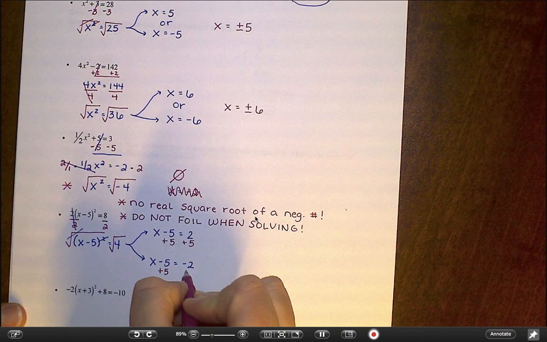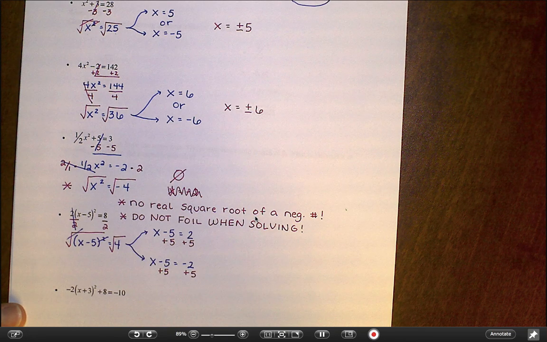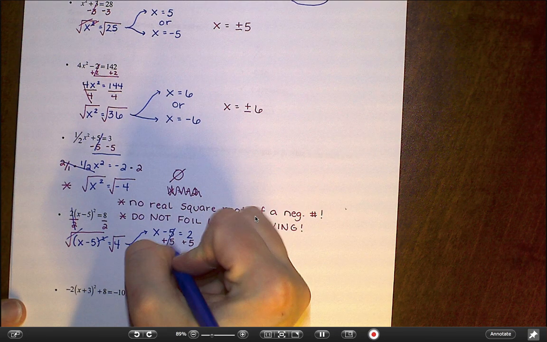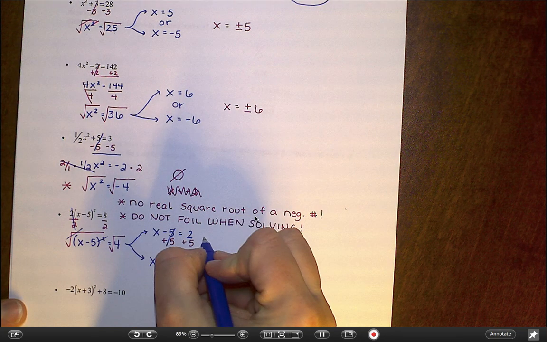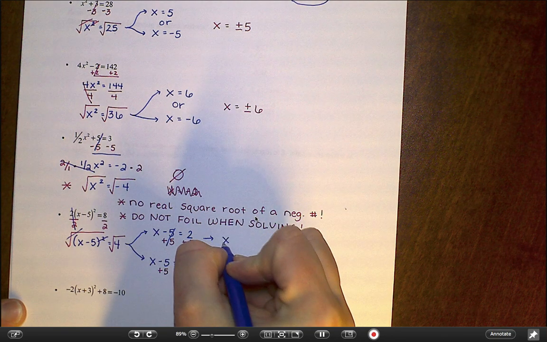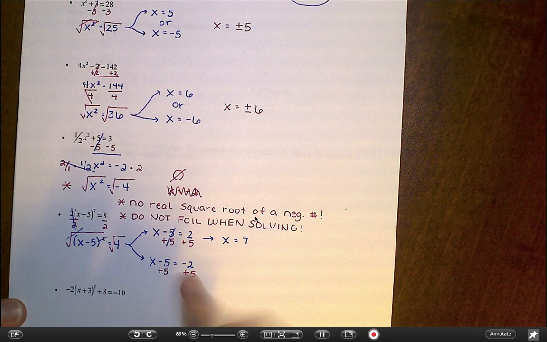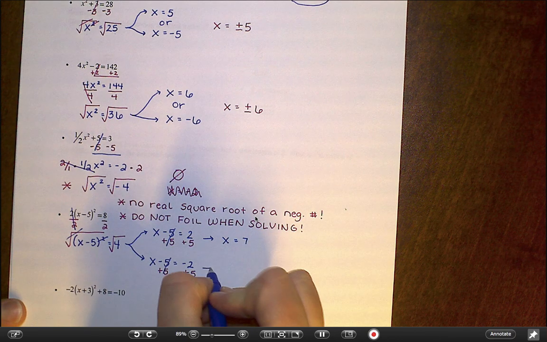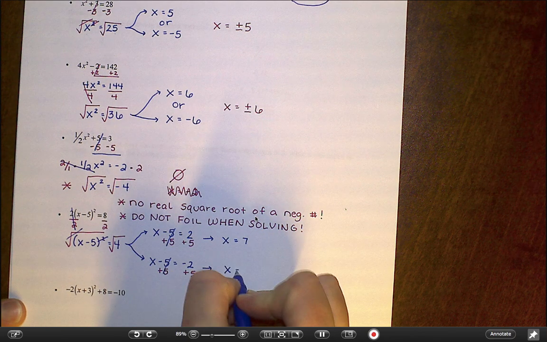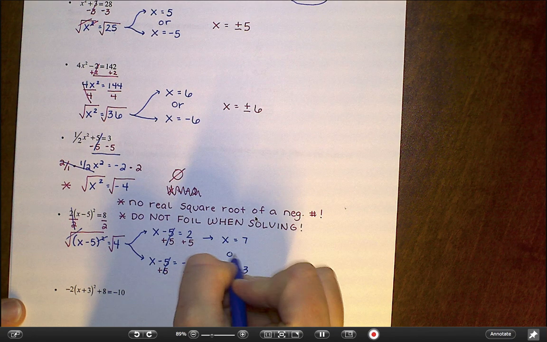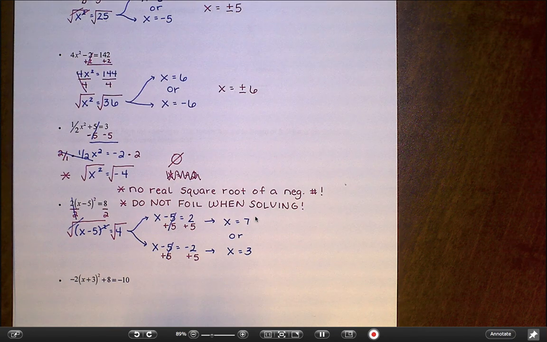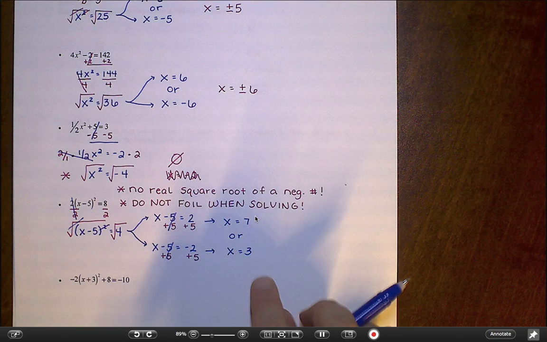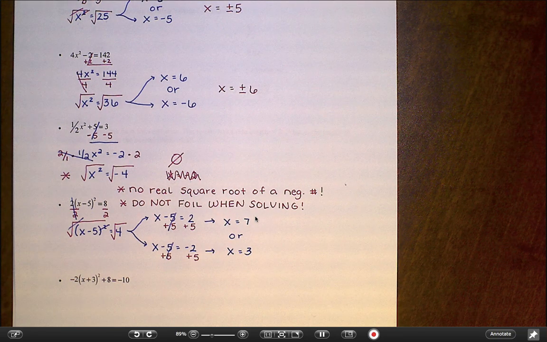And this is going to be one of those situations I mentioned where the two numbers don't necessarily come out the same. So here I'm going to end up with x equals 7. And here I'm going to end up with negative 2 plus 5 is 3. So x equals 3. So these are my two solutions. So I still came up with two solutions. It's not a plus or minus of the same number.